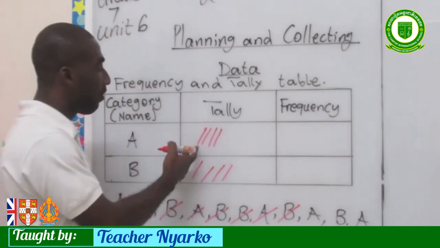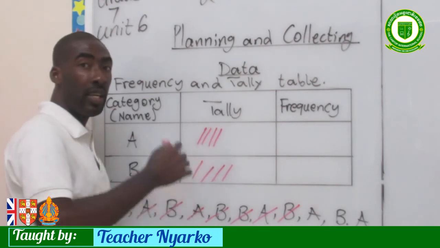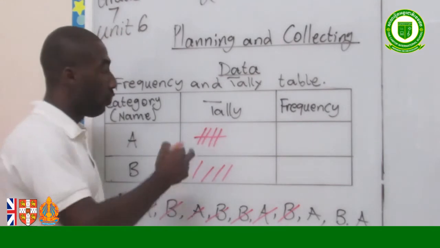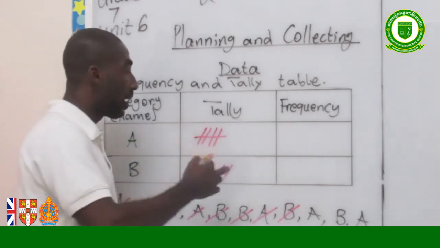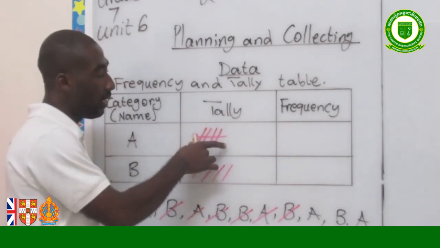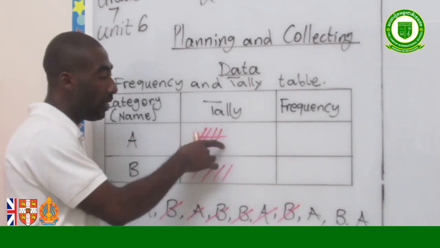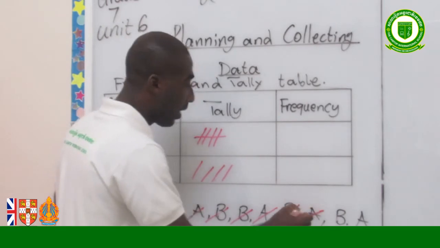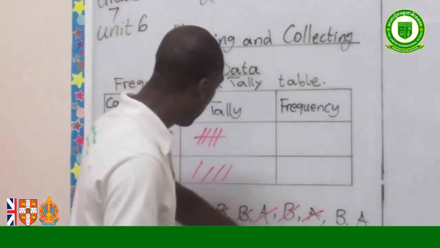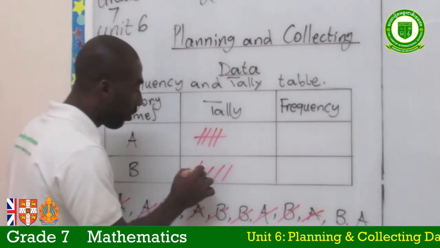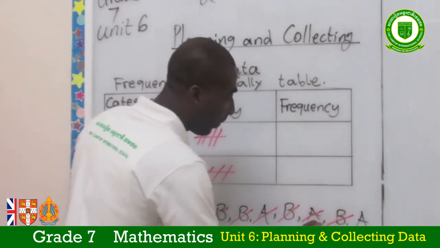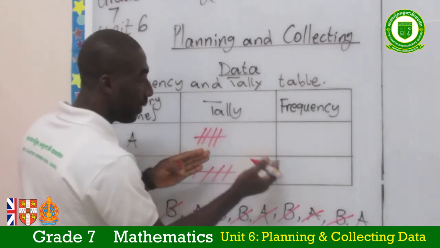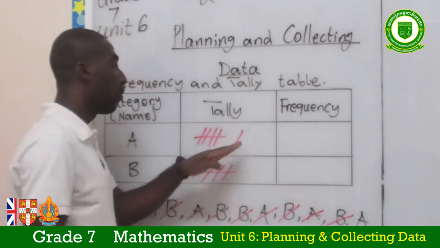Because we have reached the 4th stripe, always the 5th one will cross. So we cross our 5th stripe over the 4 stripes. This makes counting very easy. When you see this, you know it is already 5 for you. So we'll cancel our A here. For B, we already have 4 here, so we also cancel this one. The last one is A. Because this is grouped, we have to separate this stripe, so this stripe will be somewhere here.